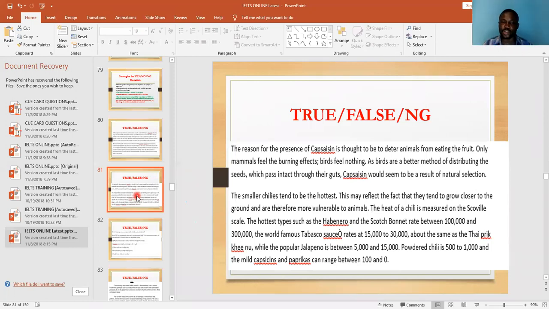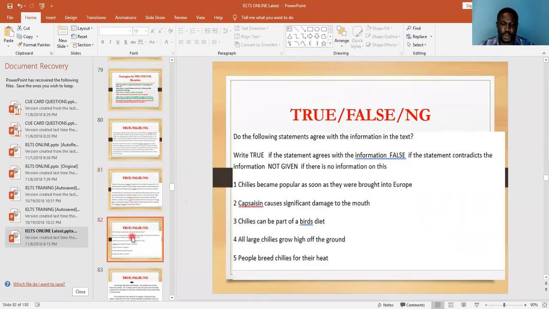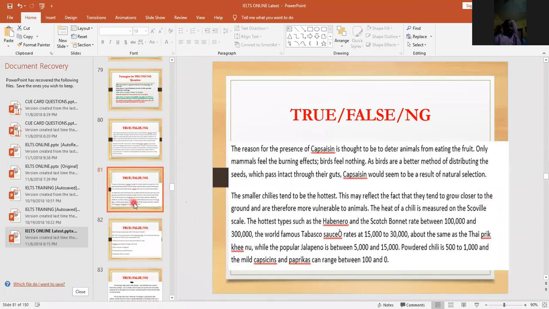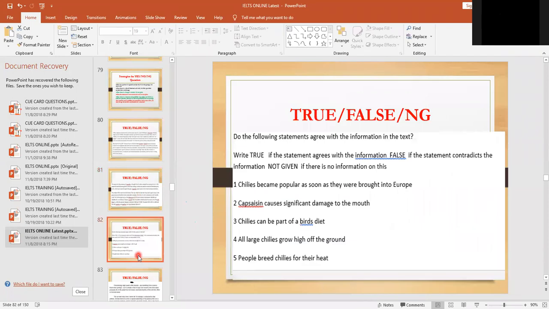Okay, what's the answer to question 5? People breed chili for their eats. True, false, not given? The noise is much from someone. Please, I want you to contribute. Not given. Because there was nowhere in the passage where it mentioned the purpose or reason why people are growing the chili or breeding it. So it is not given. Okay, so those are the technicalities of true, false, not given.